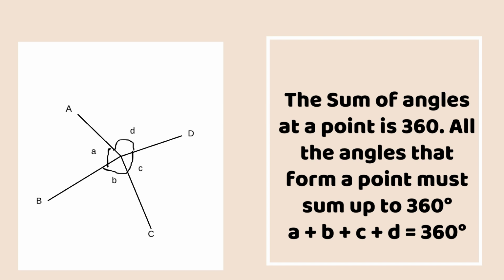Next, we want to take a look at the angles at a point. Angles coming to form a point sum up to 360 degrees. All the angles that form a point must sum up to 360 degrees. So in this example, I have my A plus B plus C plus D is equal to 360 degrees because all the four angles are at a point.